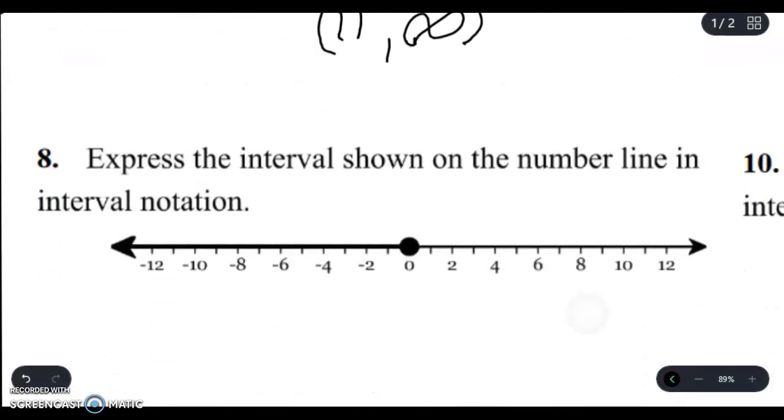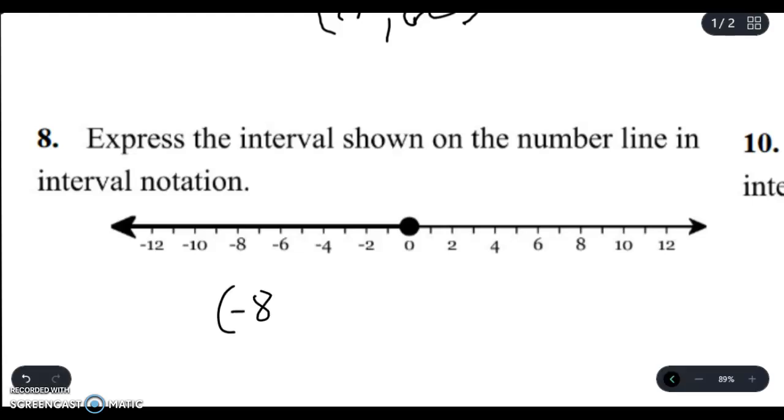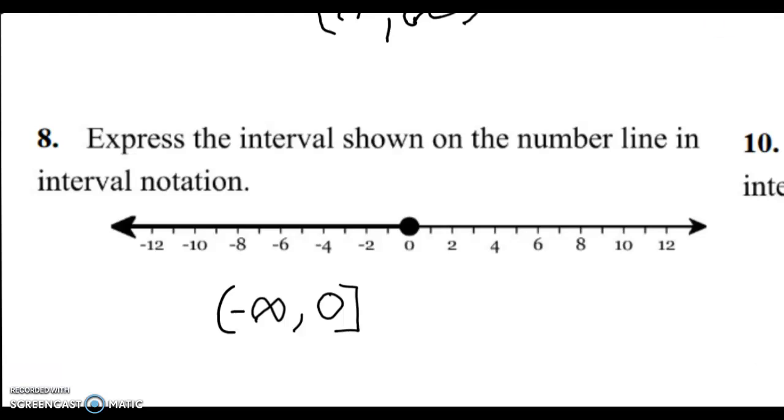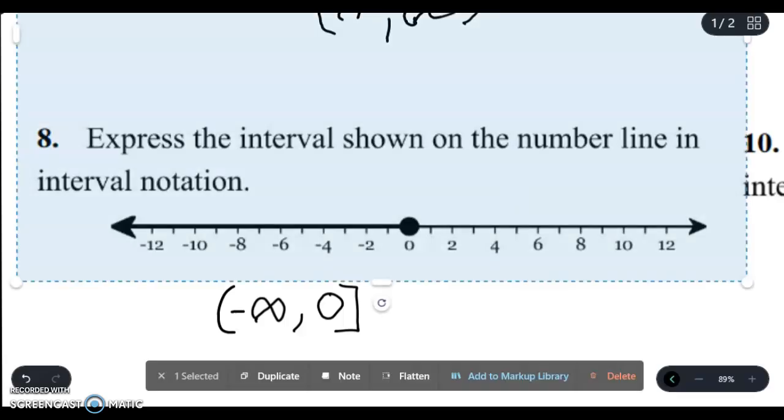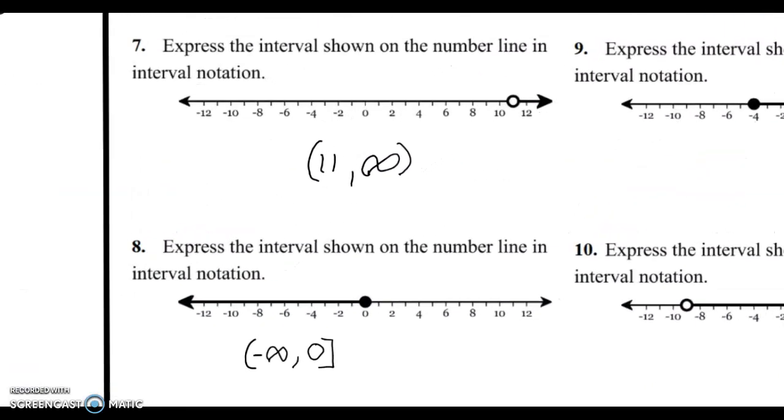All right, number 8. On this one, on the left side we've got negative infinity. So negative infinity, comma, and then we're going to 0, and it's closed in, so we put a bracket. Both of these are scenarios where they are going in one direction.